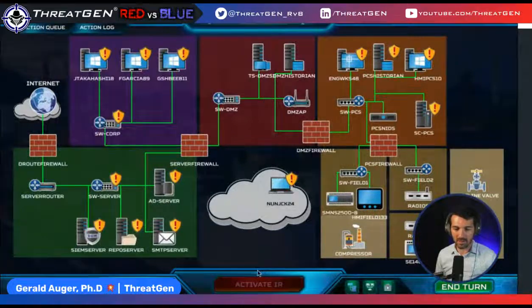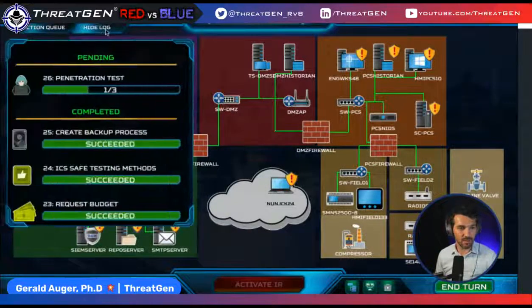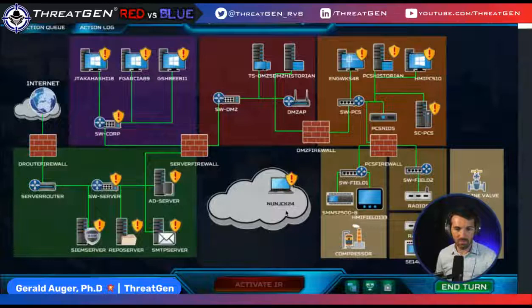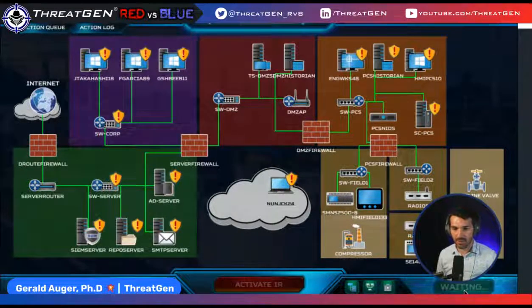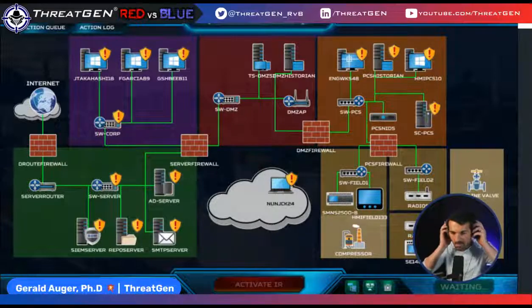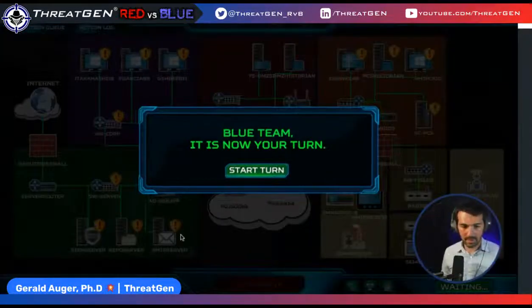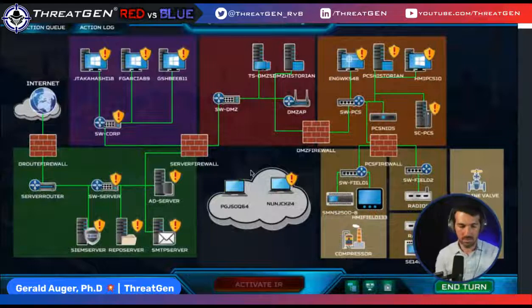Okay, system backups implemented. So that's good in case they ransomware us. We got one resource that we need to burn. Ooh, create restore point. Let's do that for the old historian. Oops, I didn't spend all my resources.